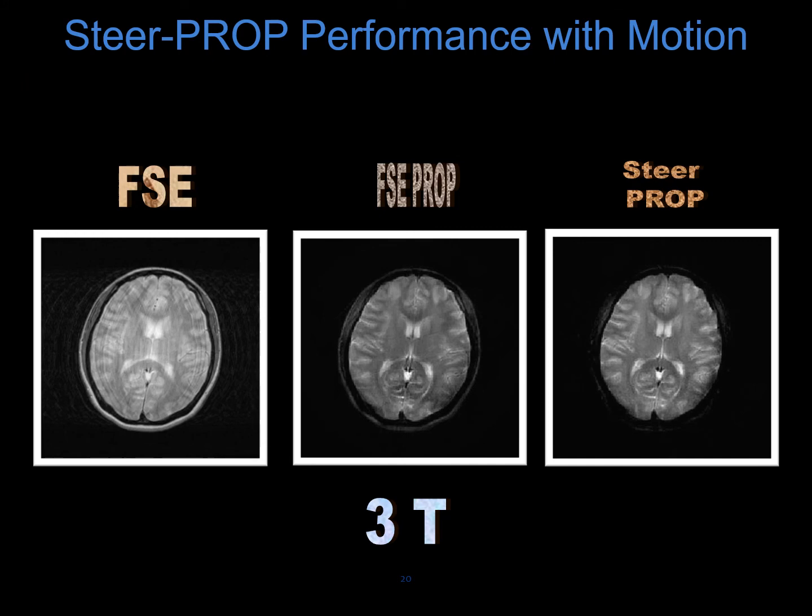In the third experiment, for assessing the motion robustness, the volunteer was asked to perform a predetermined head motion task, and during this procedure, a standard FSE sequence, FSE propeller sequence, and the steer prop sequence were used for the acquisition. As shown, the images acquired from the FSE sequence showed severe ghosting artifacts due to motion. The motion artifacts were corrected in the images from both FSE propeller as well as steer propeller. Steer propeller again had image quality comparable to the ones from FSE propeller, while the steer prop images were acquired in just 1/3 the scan time. This experiment was performed at 3 Tesla.